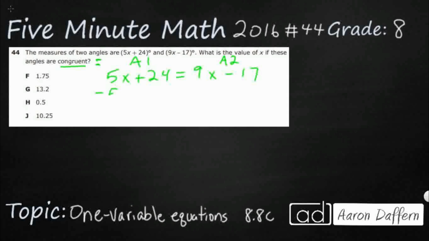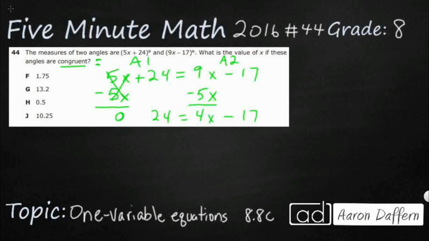So let's subtract 5x from both sides. Remember, our equal sign acts like a balance, so whatever we do on one side of the equation, it's fine as long as we do it on the other side. Those two cancel each other out, which becomes 0, which means we can drop it. 9x minus 5x is 4x. So I've got 24 equals 4x minus 17. Now I've got the x on the right side.